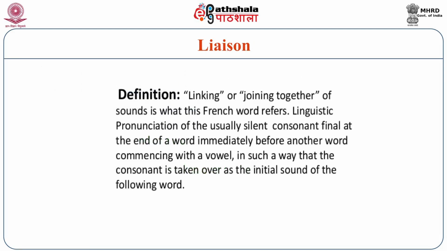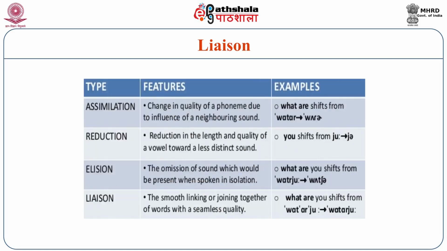Then there is liaison, when we link or join together the sounds, which this French word refers to: the pronunciation of the usually silent consonant at the end of a word immediately before another word commencing with a vowel, in such a way that the consonant is taken over as the initial sound of the following word. That is liaison. So we have already discussed assimilation, reduction, elision and liaison. Going through this, you will get the examples and the features in a nutshell.